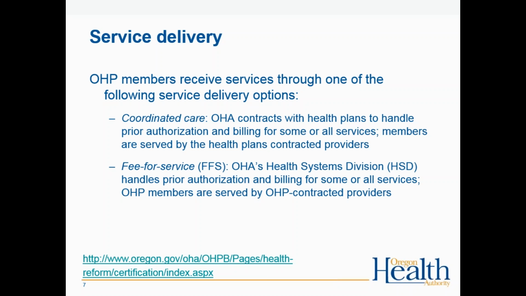All right, service delivery. OHP members receive services through one of the following service delivery options. We already kind of talked about this. The first is coordinated care. So the state of Oregon Health Authority contracts with health plans. We have 16 of them throughout the state of Oregon to handle the prior authorization, billing, basically the services that those members receive, and that's about 90% of our population right now. The other form is fee for service, which essentially is that there is not a coordinated care organization, and those members' benefits are paid directly by the state, including the prior authorization process and billing.